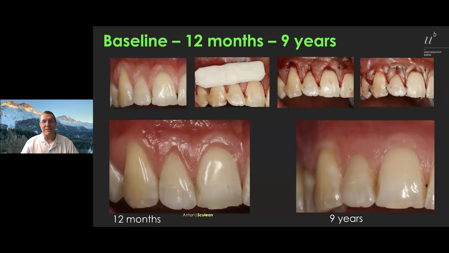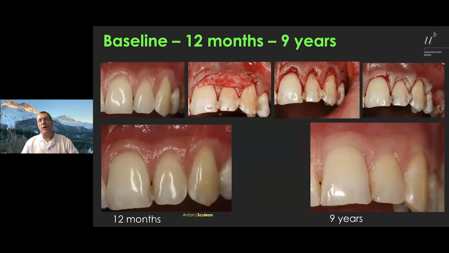Now, when we look at the 9-year results, and this is a more recent evaluation of the same material, we have obtained positive results, especially in cases where the patients still displayed keratinized tissue of about 2 to 3 millimeters. In these cases, the coverage was very predictable, both with the collagen matrix and the connective tissue graft.